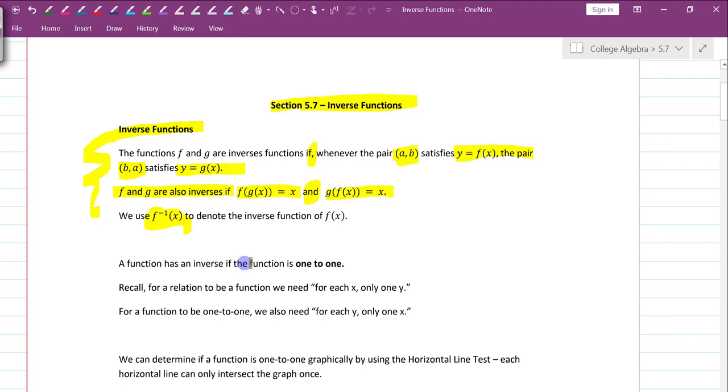A function has an inverse if the function is one-to-one. Remember, that's the definition of a one-to-one. It means that the original equation is a function, and then the inverse equation is also a function. Recall that for a relation to be a function, we need for each x only one y. And for the function to be one-to-one, we also need for each y to only have one x. Those are important qualifications.